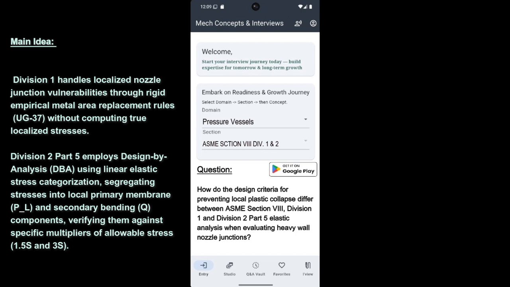Division 2, Part 5, however, employs design by analysis, commonly referred to as DBA. This methodology abandons that volumetric assumption entirely and uses linear elastic stress categorization. Break down that categorization for me. It mathematically segregates the complex stress profile at a junction into distinct fields. So you have your local primary membrane components and your secondary bending components. It then verifies these specific fields against different targeted multipliers of allowable stress.